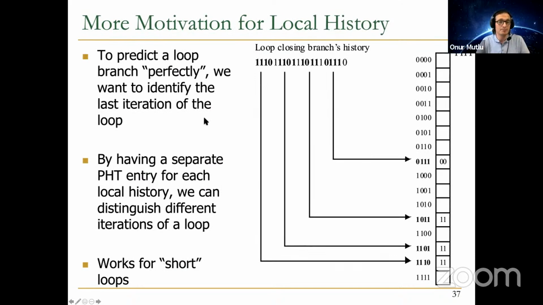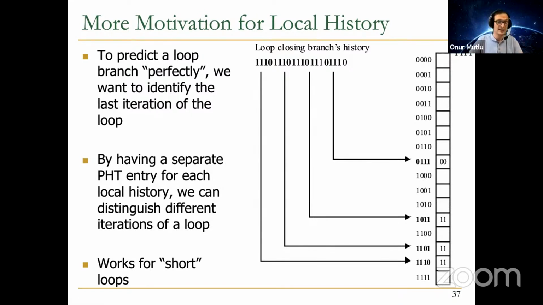Essentially, to predict the loop branch perfectly, we want to identify the last iteration of the loop. And by having a separate PHT, pattern history table, entry for each local history, we can distinguish different iterations of a loop. And this works for short loops. Basically, if you look at the loop closing branch's history, this is what happens. You get 0, 1, 1, 1, and the pattern history table says whenever you see that history, it should be not taken. And whenever you see other histories, it should be taken. So there's only one history where this branch should be not taken.